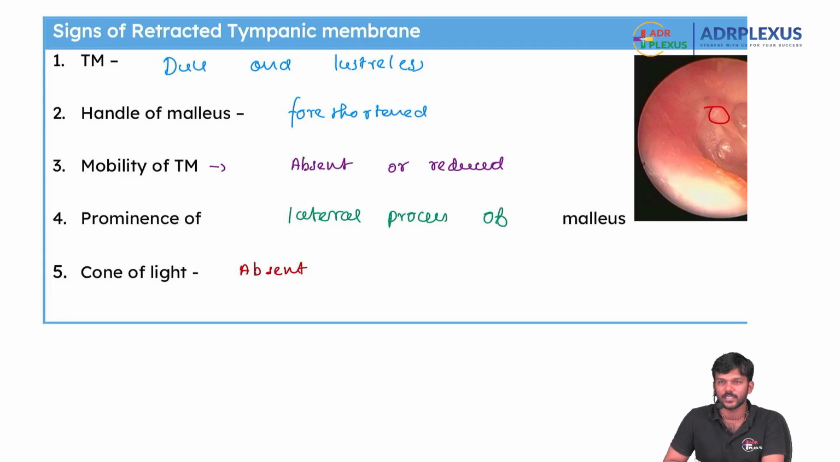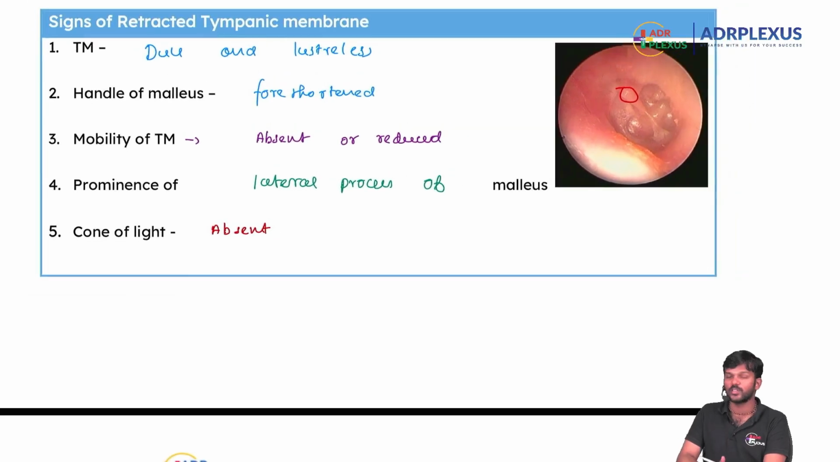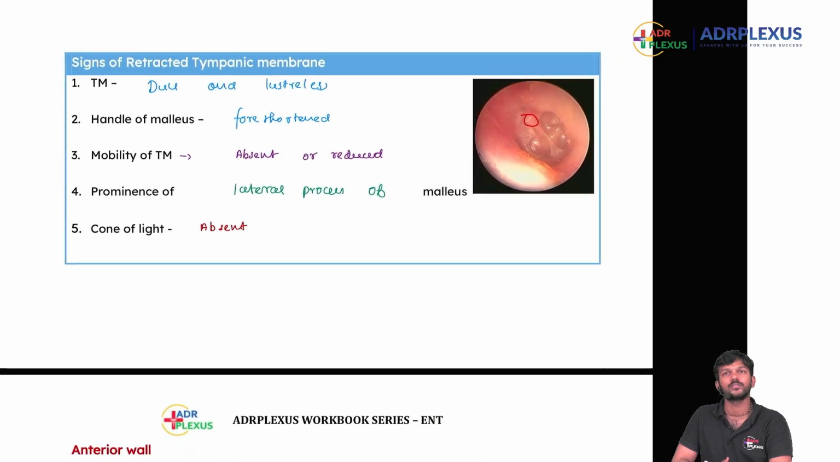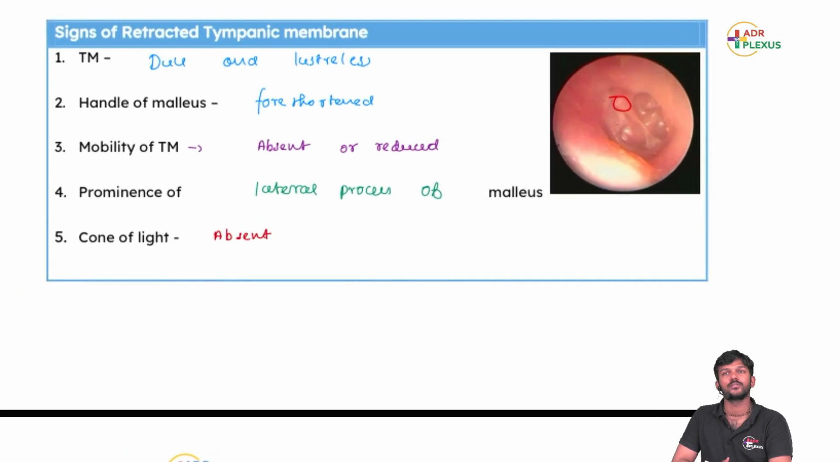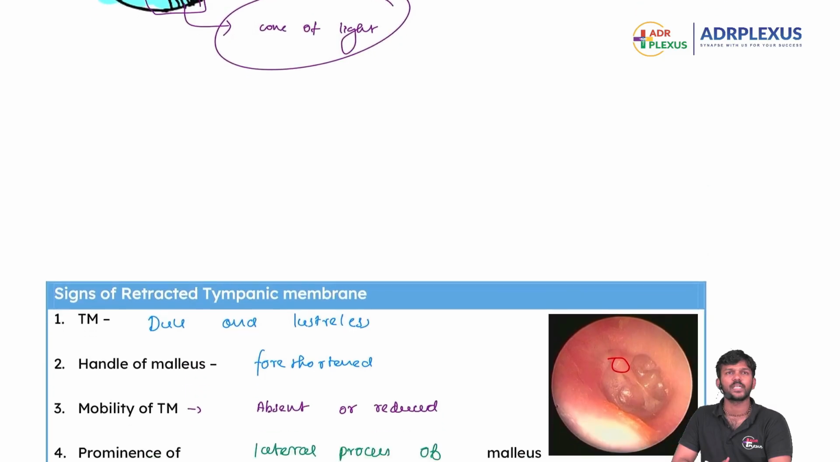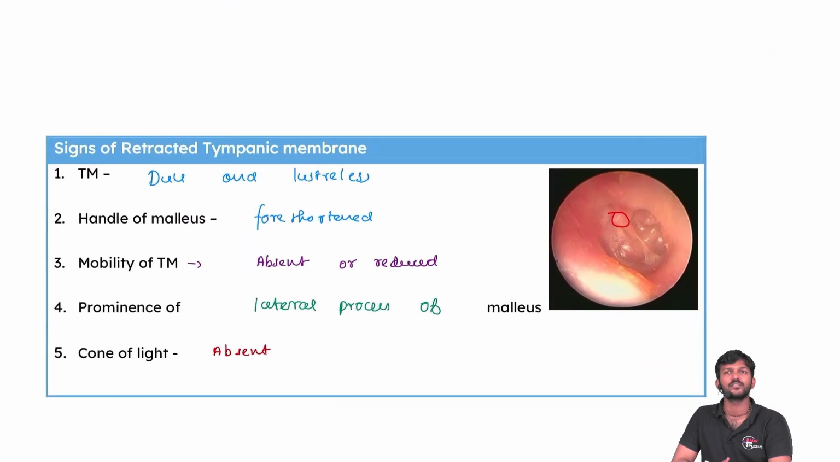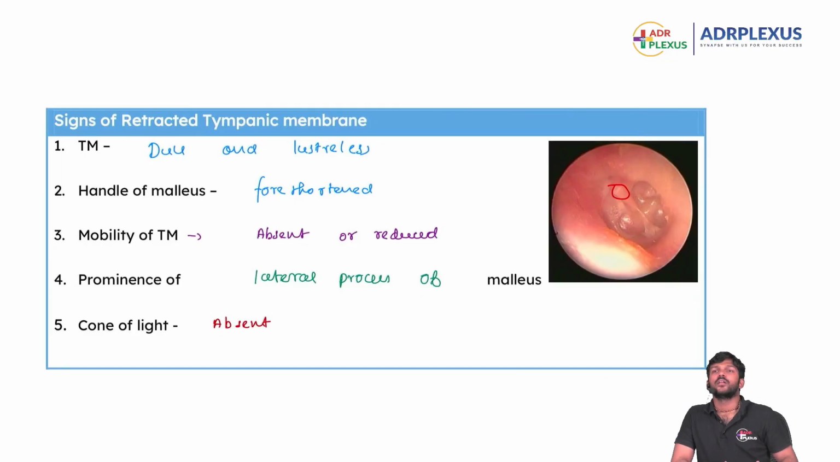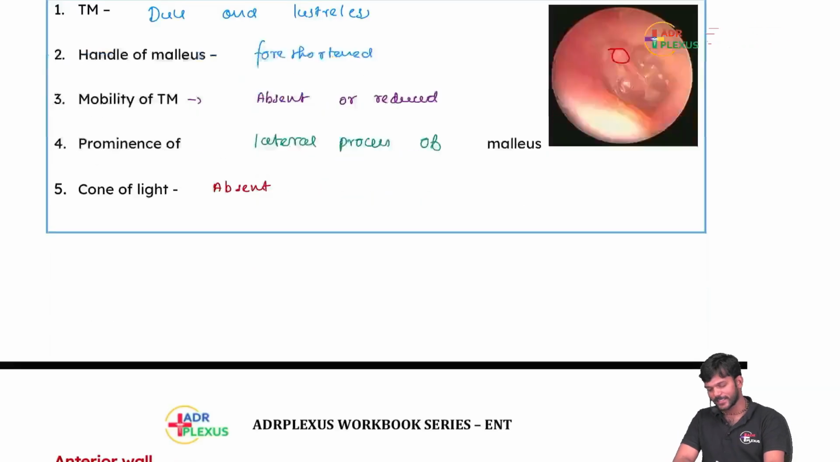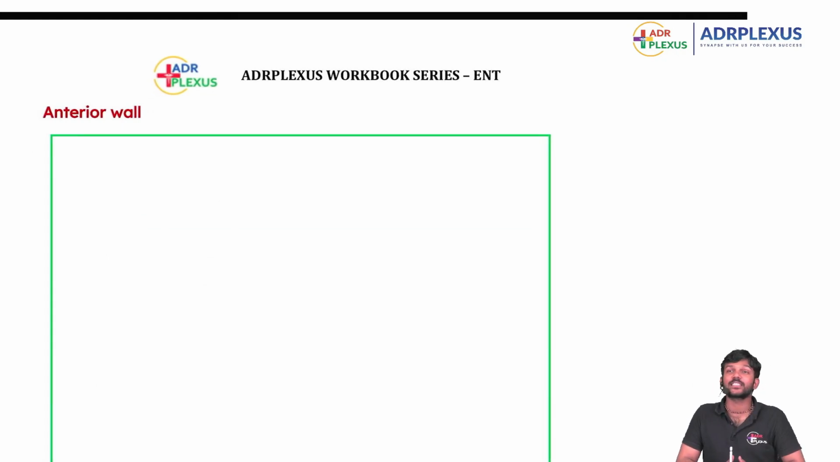Is that clear? Shall I proceed further, or do I need to add more points in this table? Shall I proceed? Zoom out. That's all, no? Anything else? Shall I proceed? Yes. Okay. With that note, we'll enter into the next.